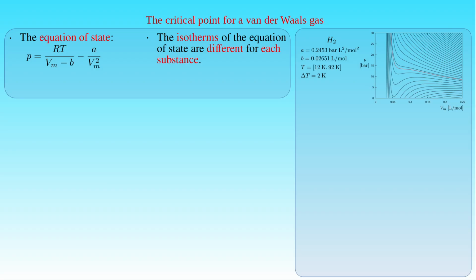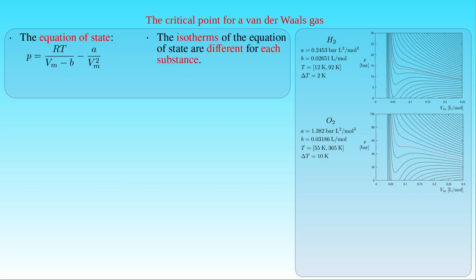Here we plotted the isotherms of the gas in the pressure versus molar volume diagram for the range of temperature between 12 Kelvin and 92 Kelvin with the temperature intervals of 2 Kelvin. In the second example we show the isotherms of the oxygen gas with the van der Waals constants A equals 1.382 bar liter squared per mole squared, and B equals 0.03186 liter per mole.